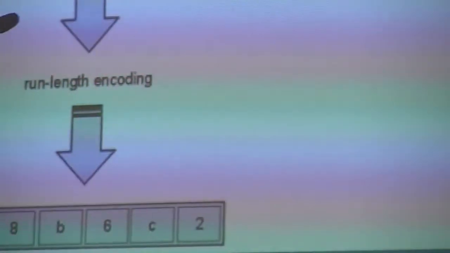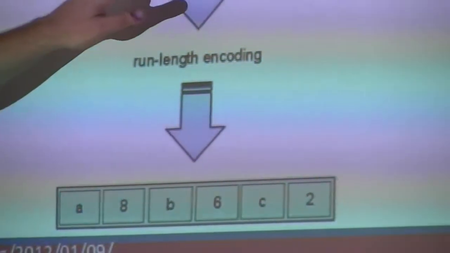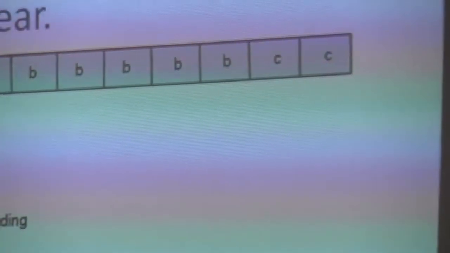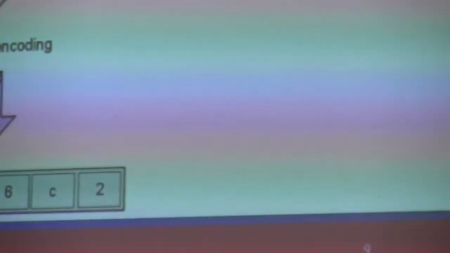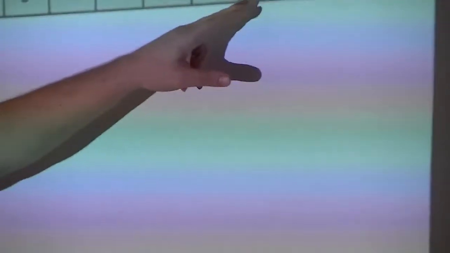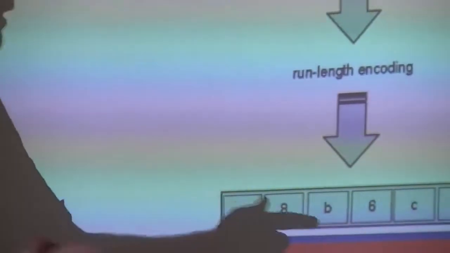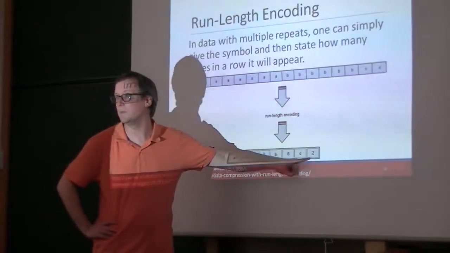So the next part that we include in our run length encoding is to say that the letter B appeared 6 times. But we're not done encoding the string yet. Now we have CC. So the last part of our run length encoded string says that the symbol C appears twice.